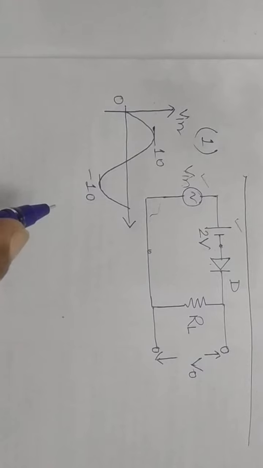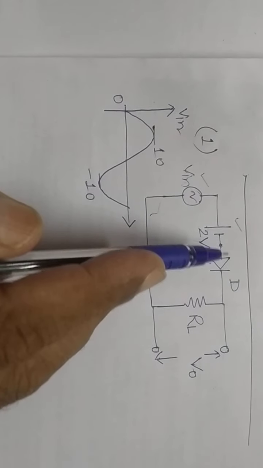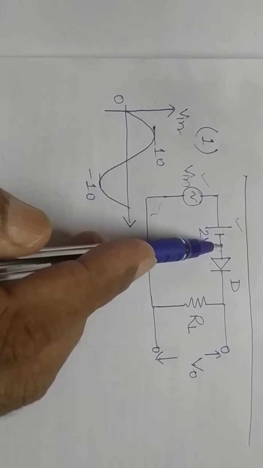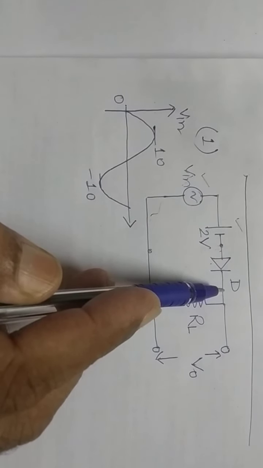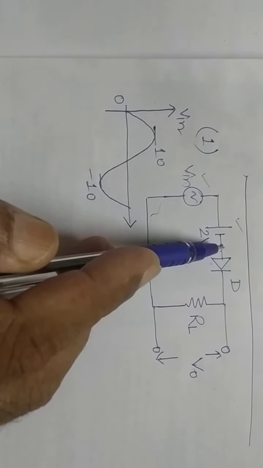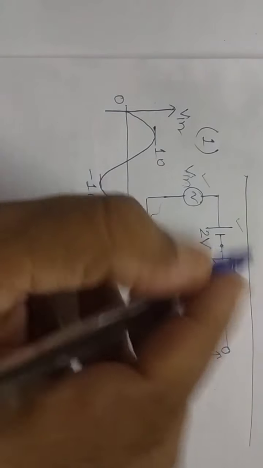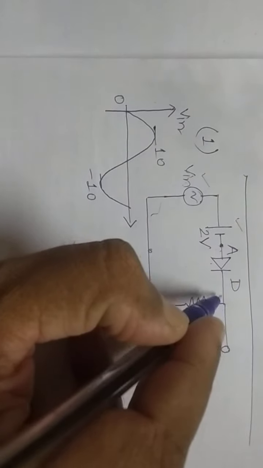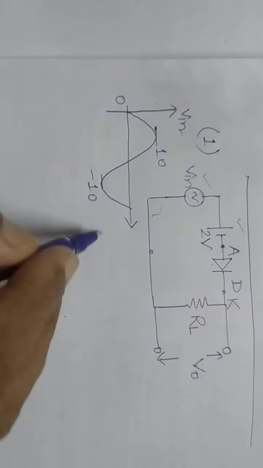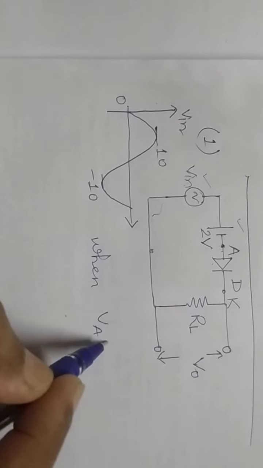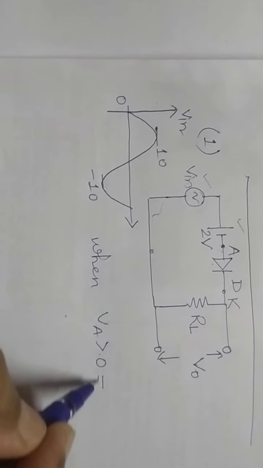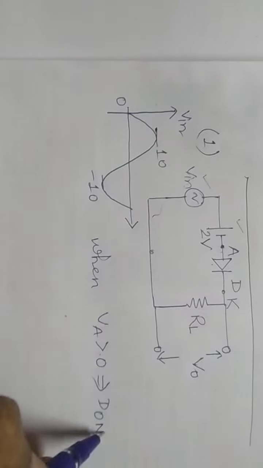Now, first decide when this diode is on. So here at the anode of the diode, the voltage is the resultant of these two supplies, and at the cathode the voltage is 0. So when at the anode the net voltage is positive, diode will be on. So let this terminal be A and this terminal be K. So when VA is greater than 0, diode will be on.